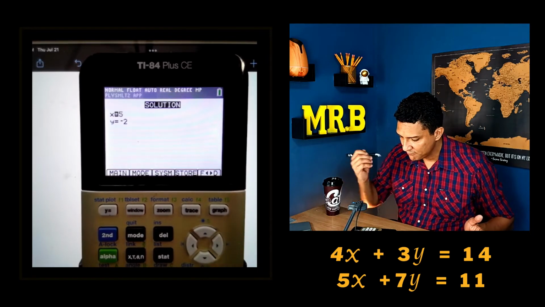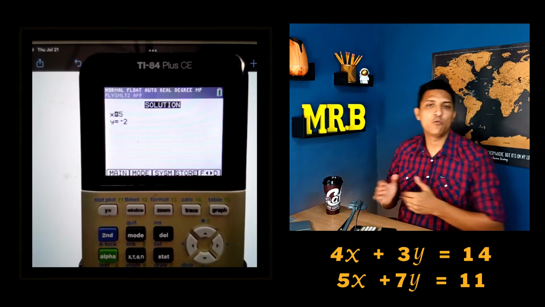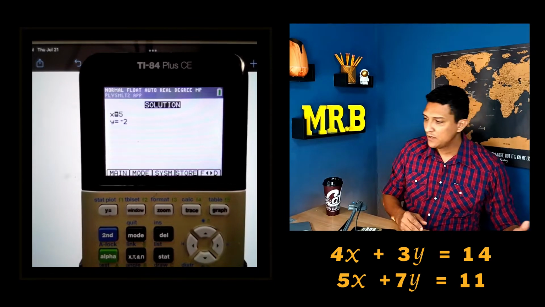Now I just need to press the option that says solve. There you get the answer: x equals 5 and y equals -2. So this is how we can use a graphic display calculator to determine the solutions of a simultaneous equation.